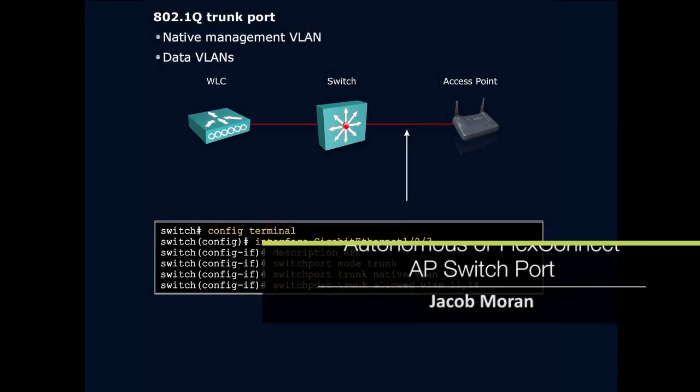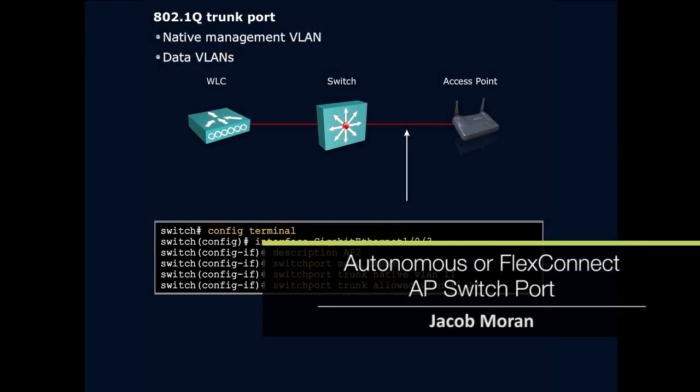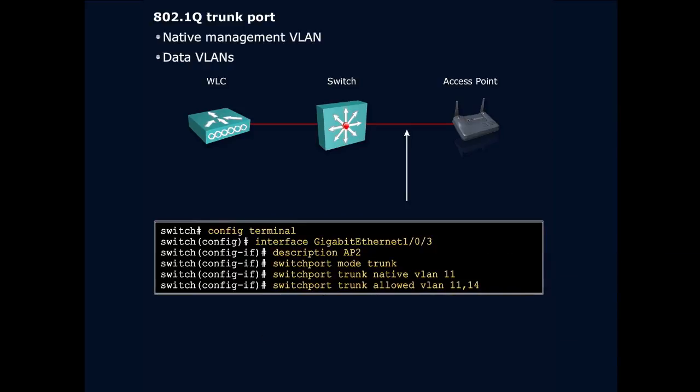All right, gang. What I want to show you right here is what our configuration of the switch looks like when we're talking about an access point that is either autonomous or specifically in FlexConnect mode. Now remember, FlexConnect is the rebranding of Hybrid Remote Edge Access Point, or HREAP, which is the newer version of what was originally just Remote Edge Access Point, or REAP.